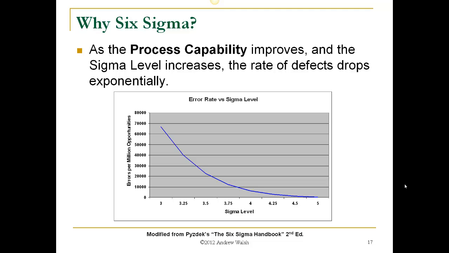Now let's look at how Six Sigma affects quality. As the process capability improves and the Six Sigma level increases, the rate of defects drops exponentially. As you can see, at 3 Sigma, you have 66,000 defects per million. Many, many defects. Lots of waste, lots of money going out the window.